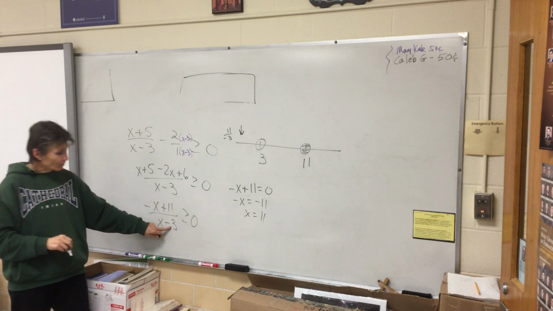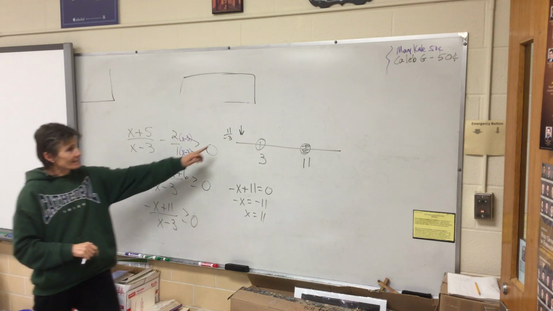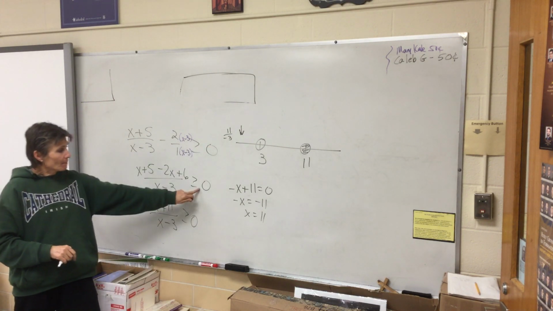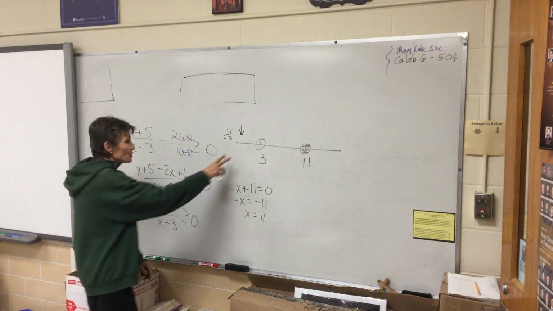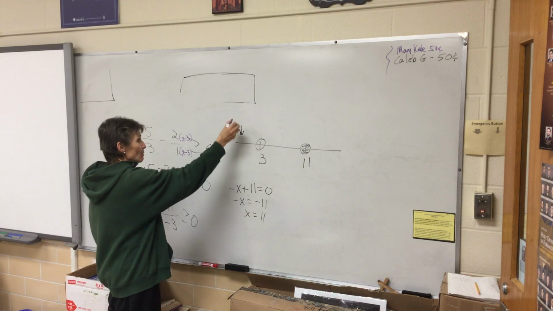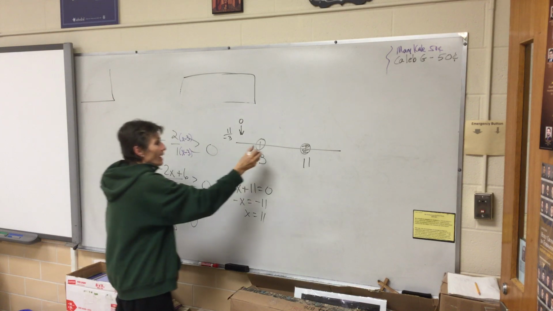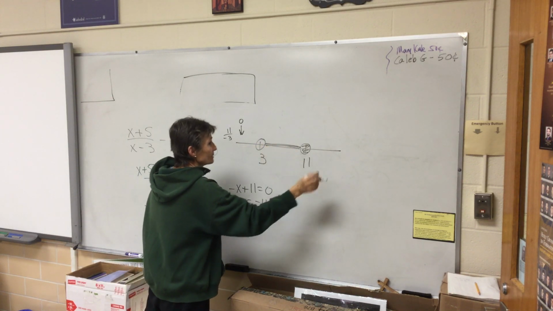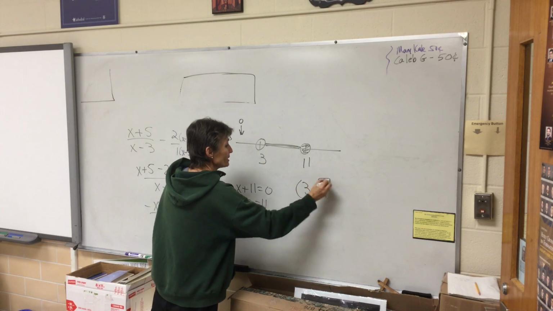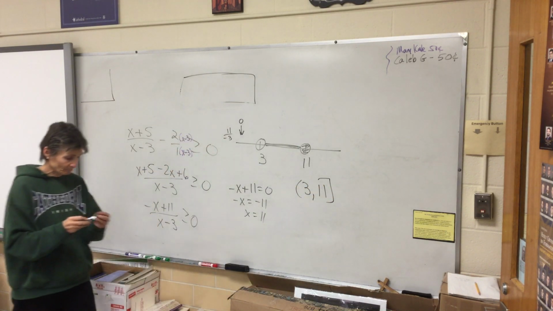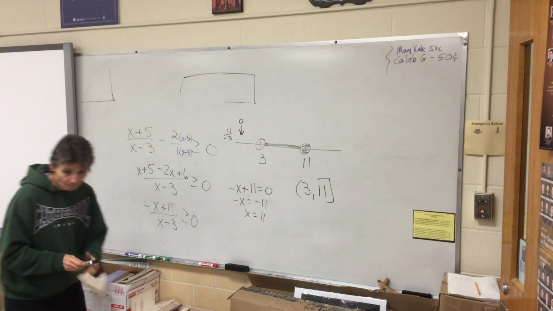Is that number bigger than 0? Is 11 over negative 3 bigger than 0? No. So that means I don't shade where the 0 is. I shade here instead, and not there. So my answer is 3 to 11.